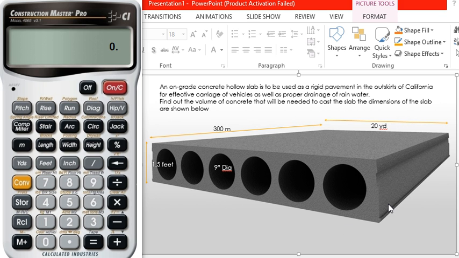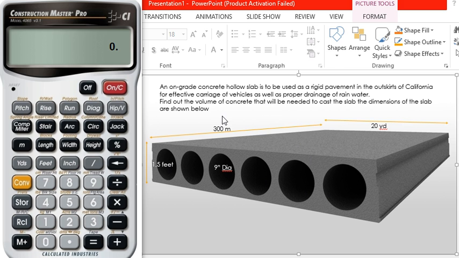Hello everyone. Today the problem is an on-grade concrete hollow slab is to be used as a rigid pavement in California for the transportation of vehicles, and proper drainage is also needed. So what we have is a concrete hollow slab that comprises 6 drainage holes.